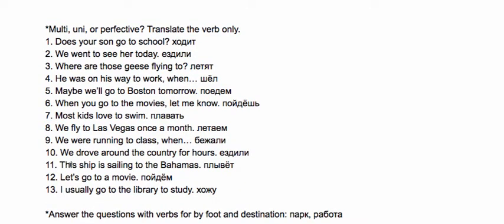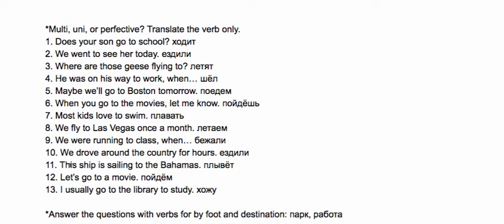Does your son go to school? Ходит. This is a repeated action, so we'll use multidirectional. We went to see her today. To me, it sounds like we went and came back, so probably ездили. Where are those geese flying to? Here we'll use unidirectional, летят, because they're going in one direction right now. It's motion in progress. He was on his way to work when, this is a rare instance when we might use шел. He was on the way, motion in progress towards a goal, when something else happened.